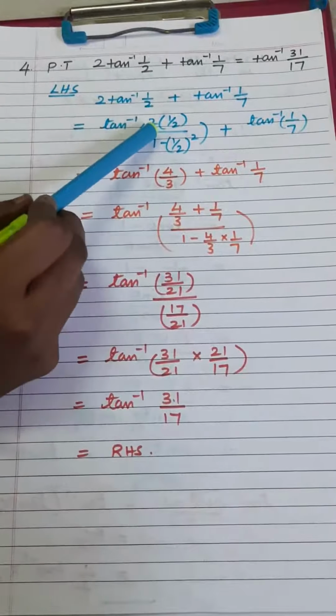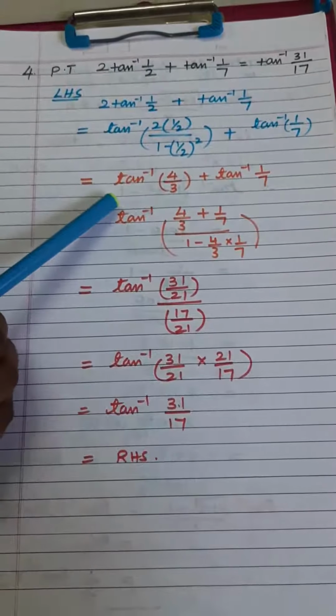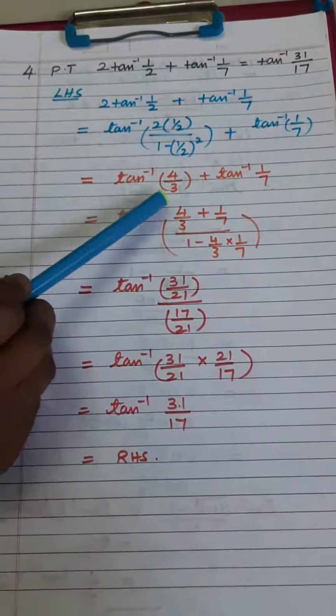Take x as 1 by 2, substitute here, plus tan inverse 1 by 7. Now simplify this, you will be getting tan inverse 4 by 3 plus tan inverse 1 by 7 as it is. Now this is of the form tan inverse x plus tan inverse y. The formula is tan inverse of (x plus y) by (1 minus xy). Do the simplifications. You will be getting tan inverse 31 by 17. That is nothing but RHS. The proof is over. Now we will see the next set of questions.